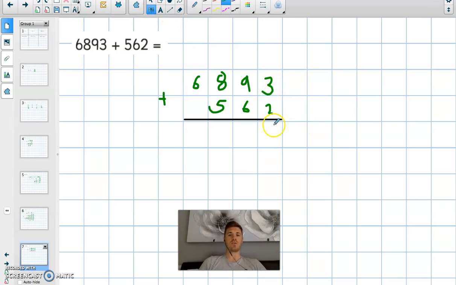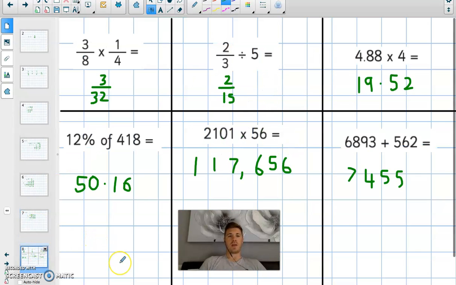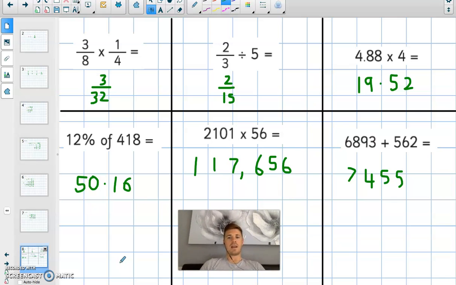So 3 plus 2 is 5, 6 plus 9 is 15, carry the 1 over, 8 plus 5 is 13, plus the 1 is 14, carry the 1, and 6 plus nothing is 6, but add the 1 that you carried is 7, so 7,455 is your answer. Okay, so pause on the screen, check your answers. Any that are incorrect, go through, look at the markings, look at the workings out.